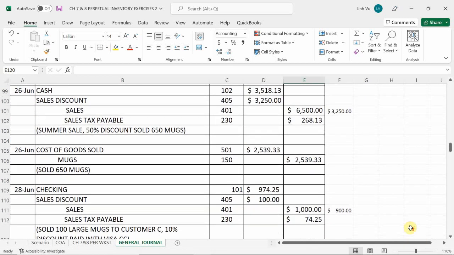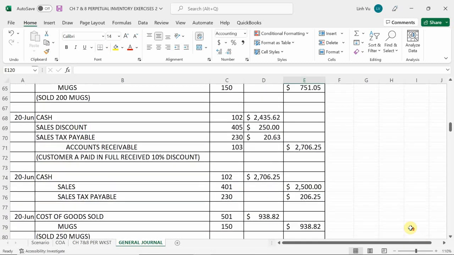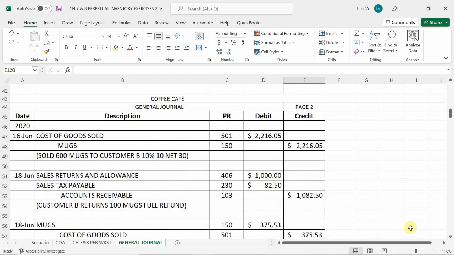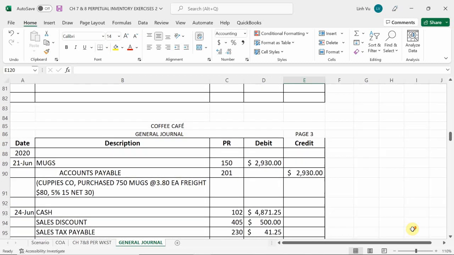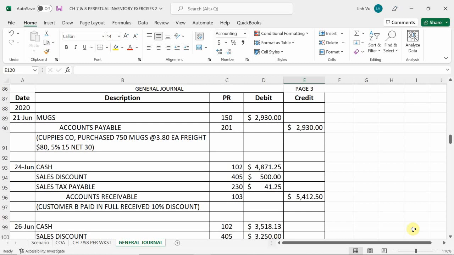Okay. So then let's figure out how much your discount is going to be for your mugs here. We said that if we paid within a certain amount of time, we receive a 5% discount. So let's locate where I made that purchase. Here, I purchased 750 mugs at $3.80.